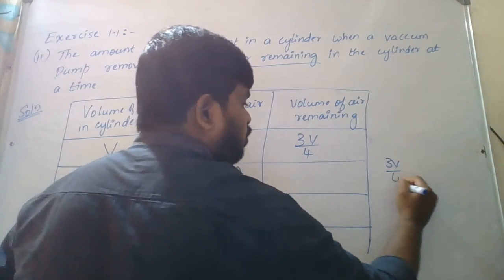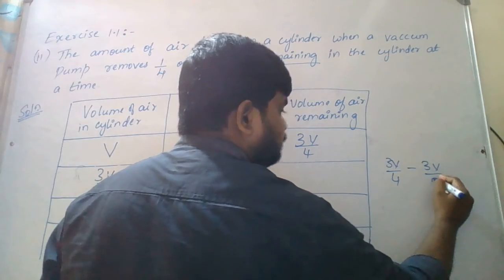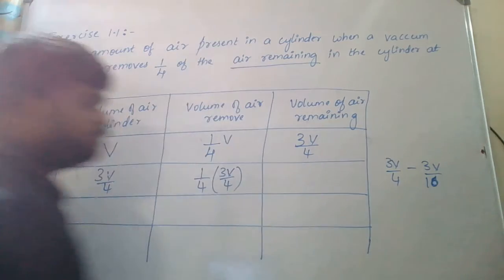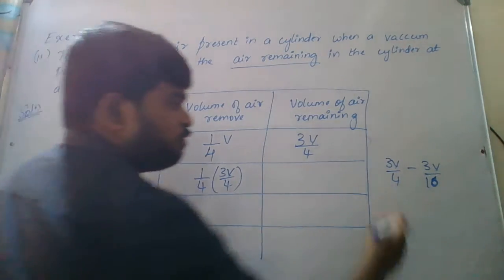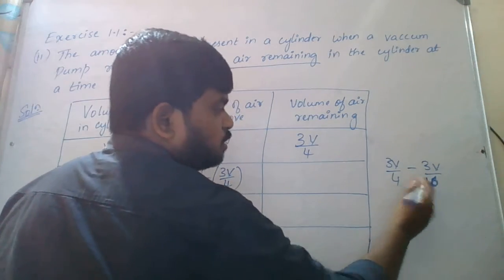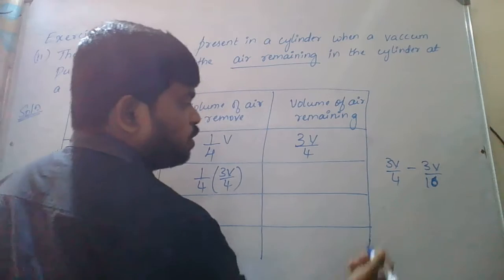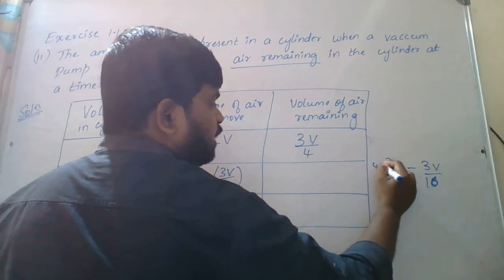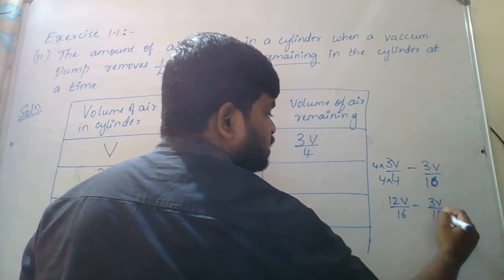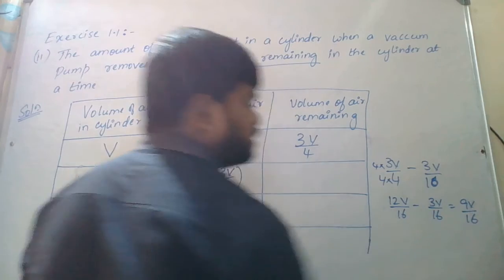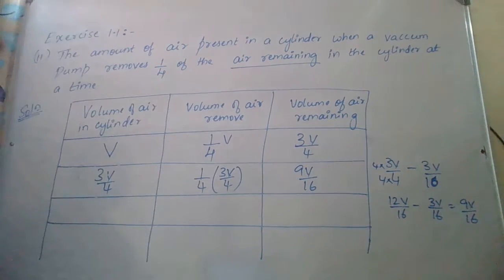So 3V by 4 minus, if you simplify this, it will become 3V by 16. 1 into 3V, 3V, 4 into 4, 16. So if you take LCM, between 4 and 16, what is the LCM? The LCM of 4 and 16 is 16. So you have to multiply by 4 for both numerator and denominator. So 4 3s are 12, 12V by 16 minus 3V by 16. So it gives you 9V by 16. Okay. So 9V by 16.